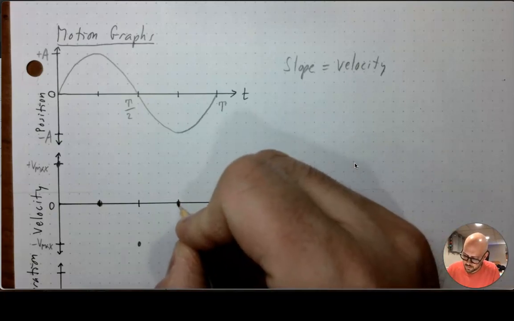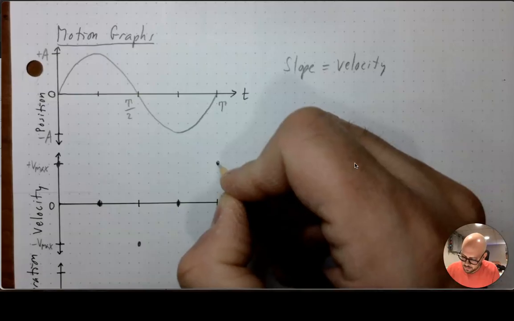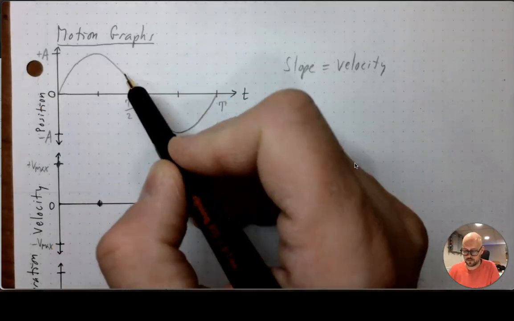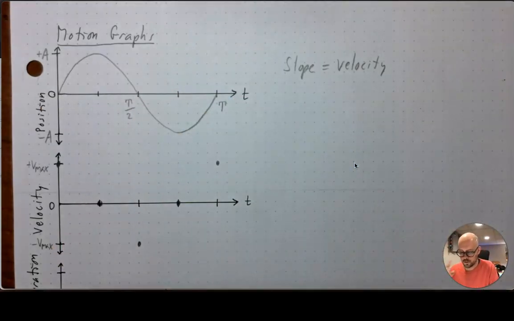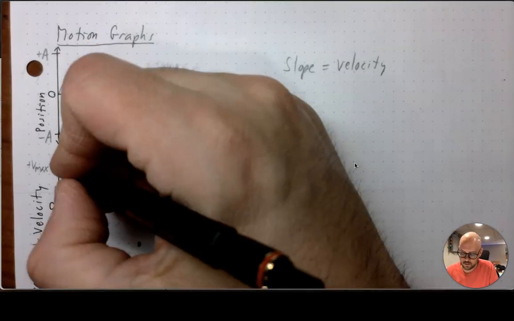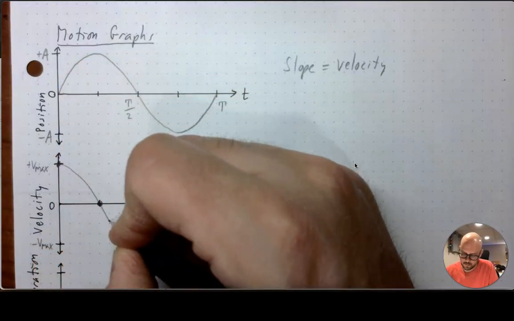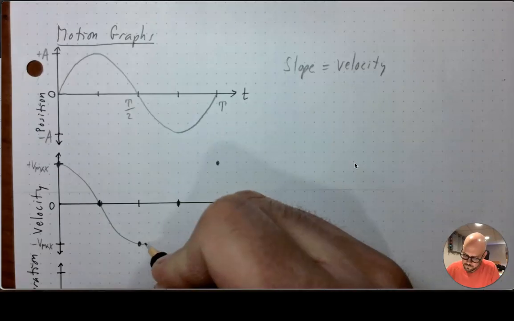And if I keep going, I've plotted these 5 points here that I'm now going to connect. Because this first graph shows a constantly changing slope, I have to show a constantly changing slope for velocity. And so I'm not going to connect these with a straight line, but I'm just going to draw a new trig function.